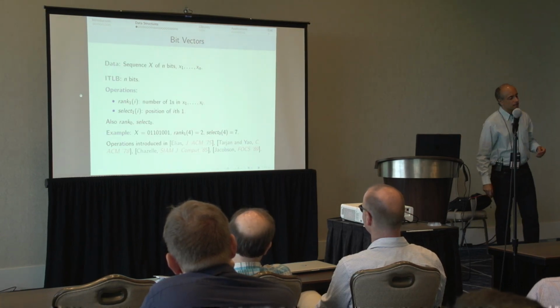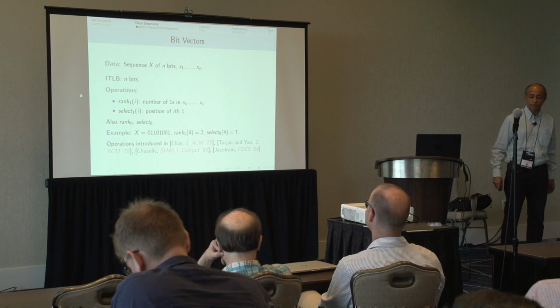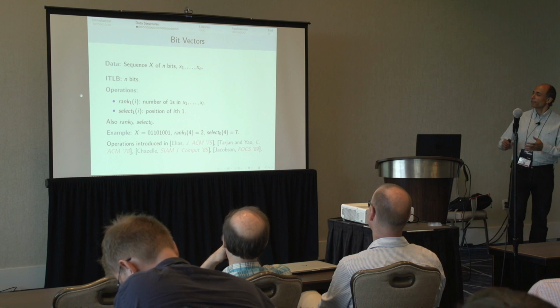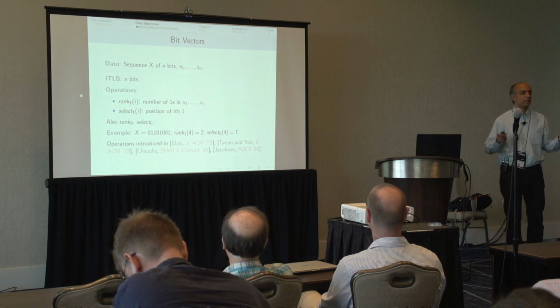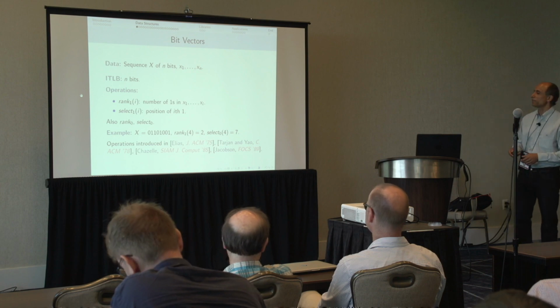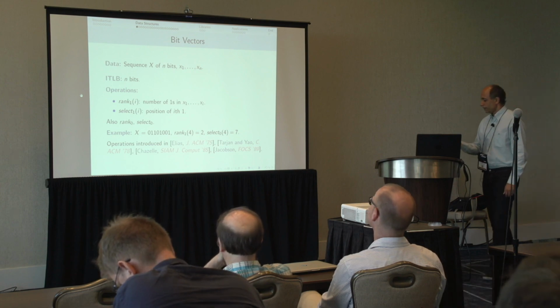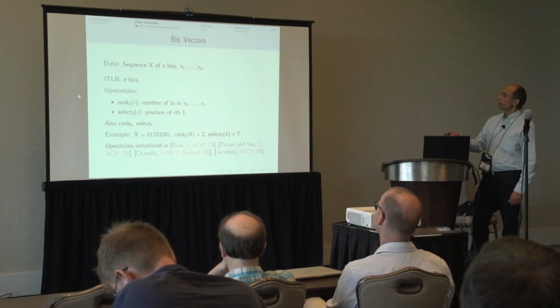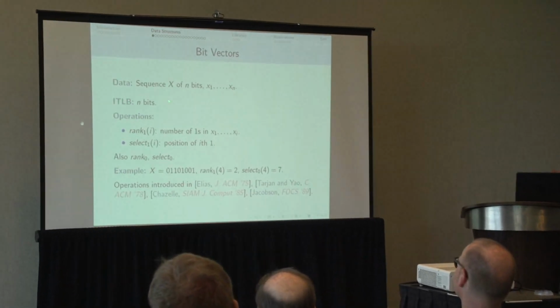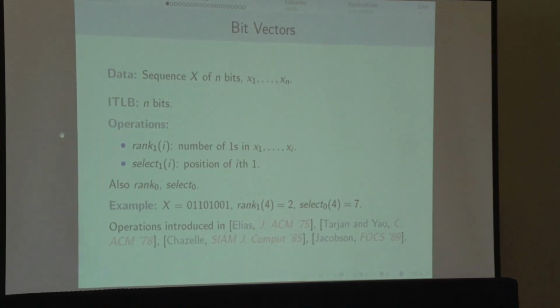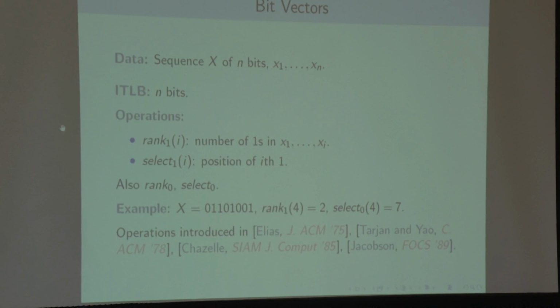This is really the very first data structure. If anyone teaches succinct data structures, this is the very first thing that you have to know. So it's a very simple data structure, fortunately. So you've got a sequence of n bits, x1 to xn, and the information theoretic lower bound we know is n bits, so we want to achieve n plus something. So we'll come to that in a second.